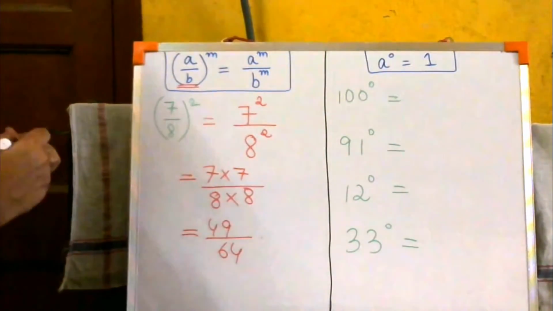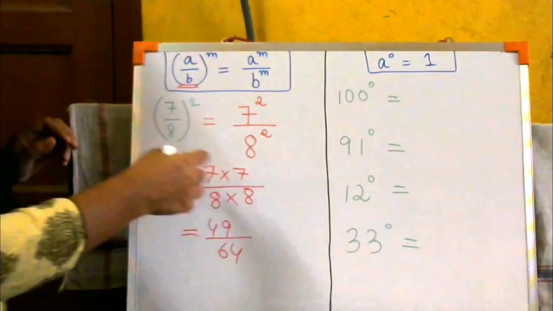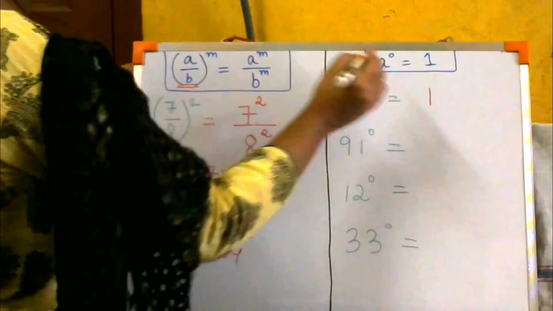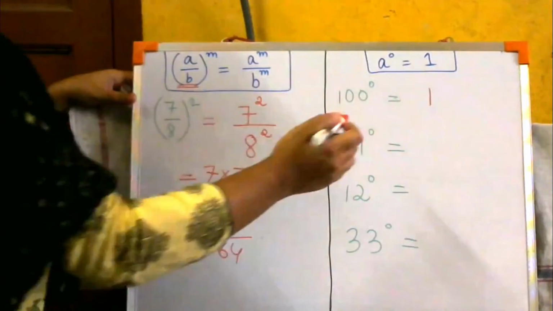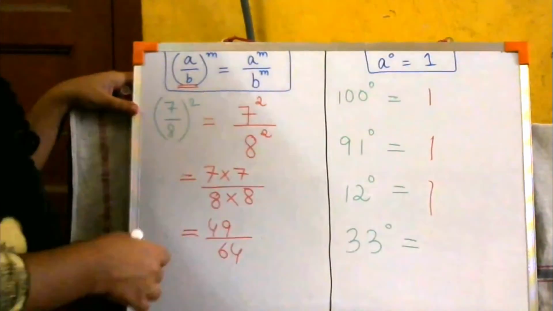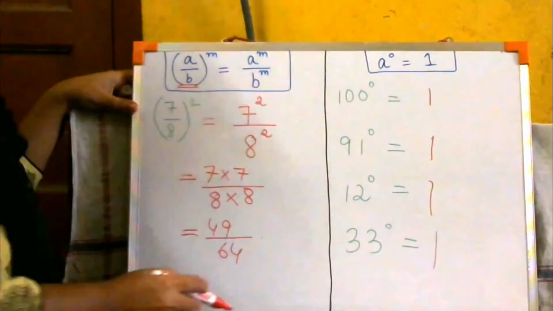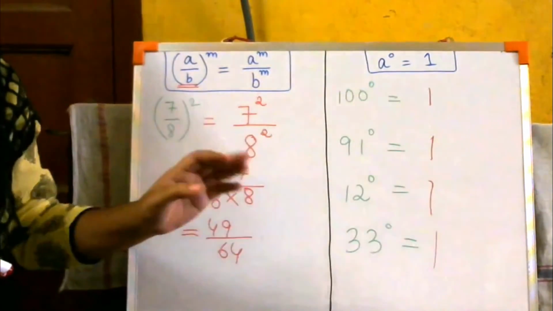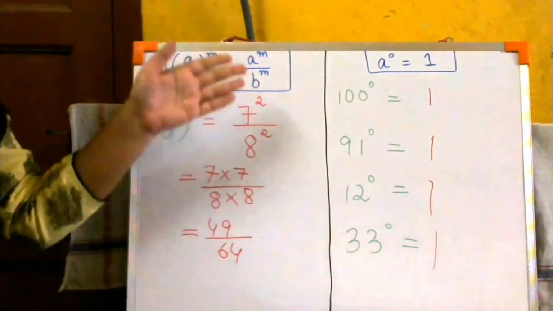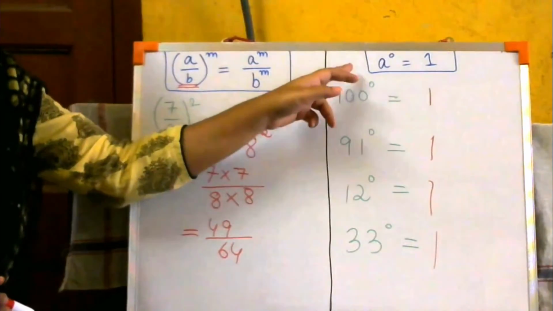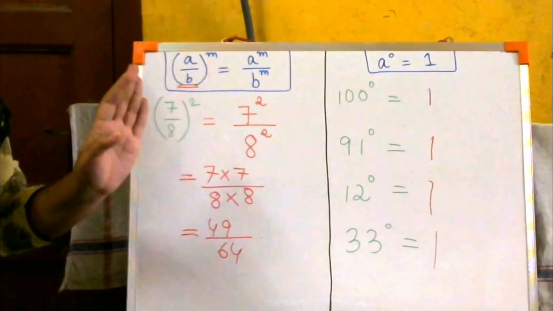ठीक है, say for in case that is the reason why I have taken so many numbers over here, because the answer is 1 ultimately. So 100 to the power 0 means 1, 91 to the power 0 means 1, 12 to the power 0 means 1, 33 to the power 0 means 1. It is not that only these 4 numbers are related to 1. No, any number from 0 to infinity, whatever numbers are there, to the power 0 अगर रहता है तो फिर the answer is 1. Clear?